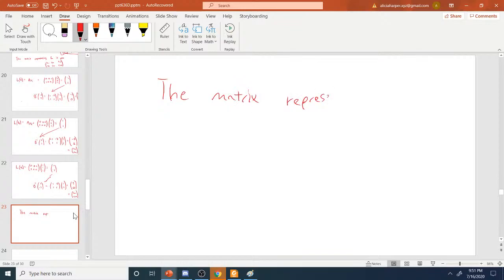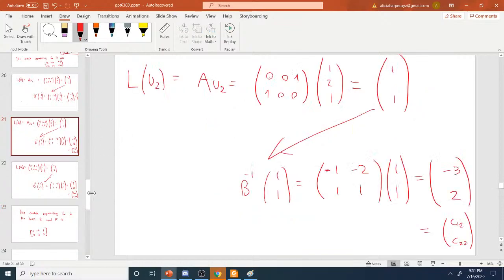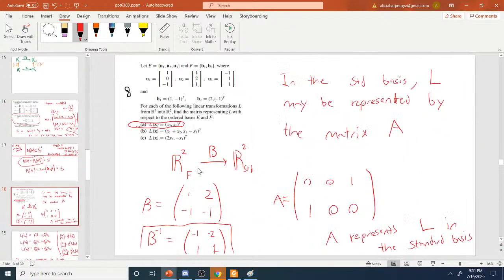So finally, I can conclude that the matrix representing L in the bases E and F is negative 1, 0, negative 3, 2, and 1, 0. And this completes the computation of part A of problem 8.